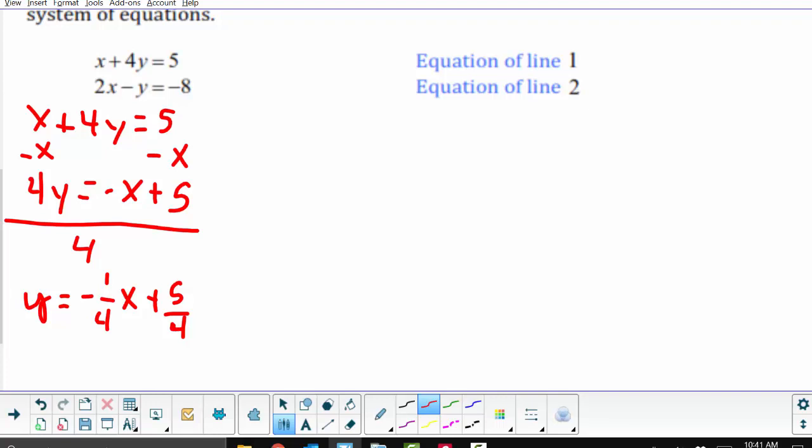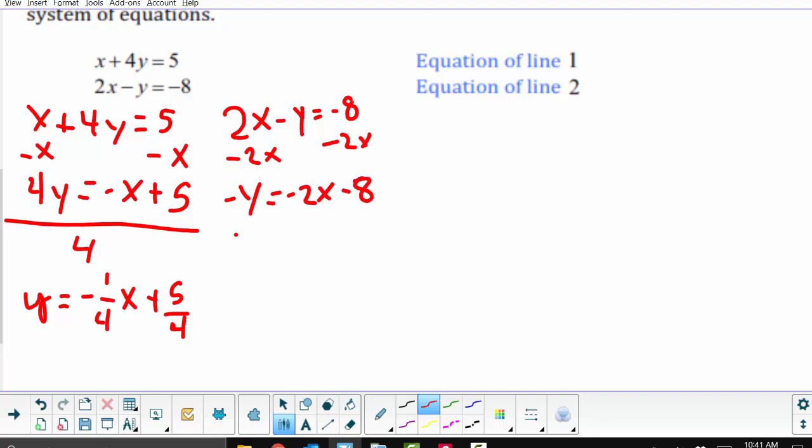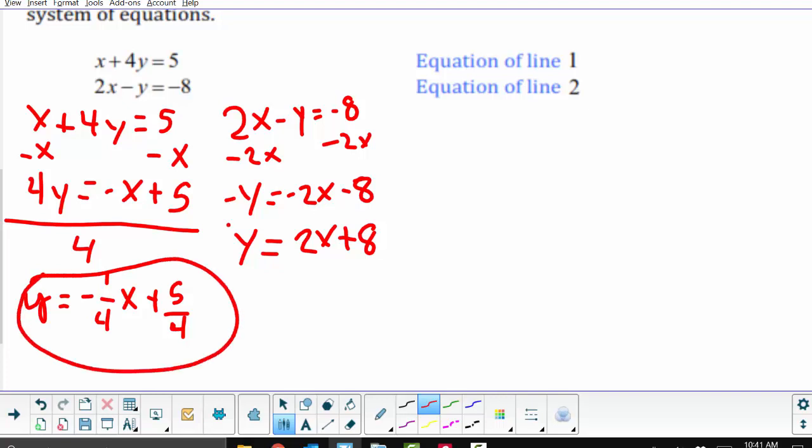So now we got to do the same thing for the 2x minus y equals negative 8. So I'm going to subtract 2x from both sides. And I got negative y equals negative 2x minus 8. Now I'm going to multiply everything by a negative 1 to make the y positive. I get y equals 2x plus 8. So these are the two equations we need to graph. Hopefully, they have different slopes. They're definitely going to intersect.